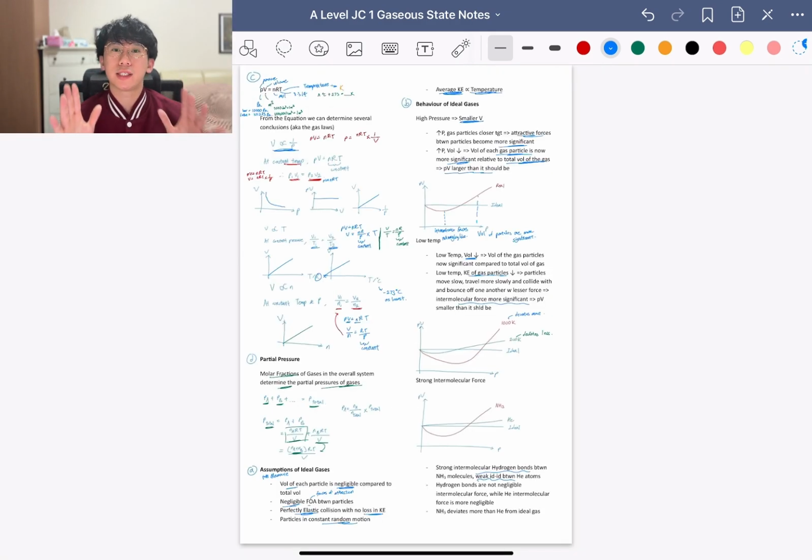So that's all for the gaseous state, a really short topic that utilizes PV equals nRT a lot and needs you to understand the assumptions of ideal gases.